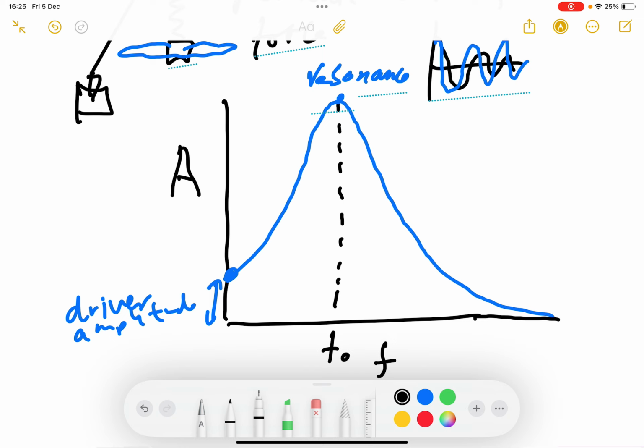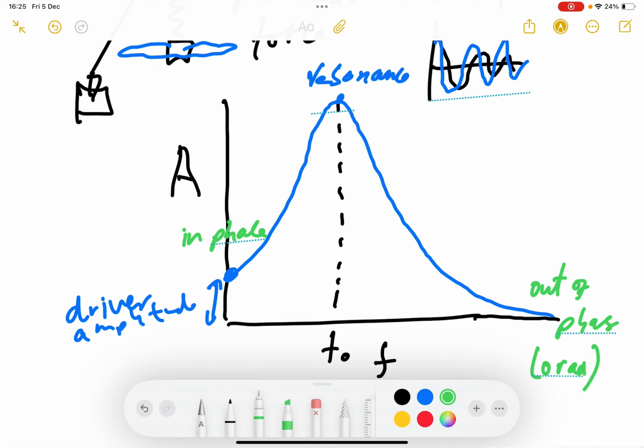And then we should say something about the phase difference. So these are over here in phase because they move together. These are out of phase, the oscillator and the driver. So that's 0 radians. And here the driver leads the oscillator by pi over 2 radians.